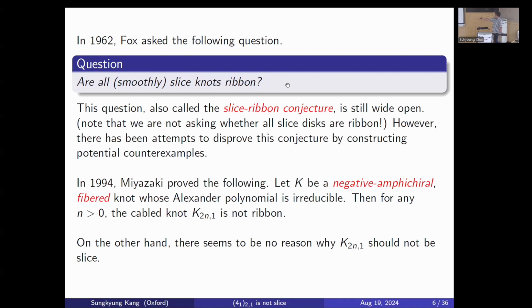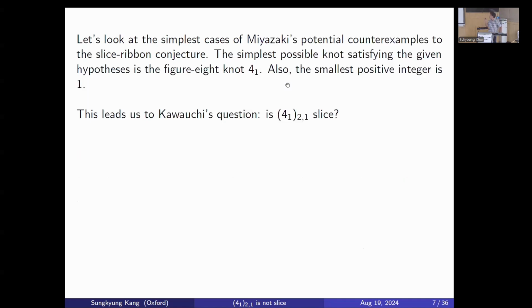Under these conditions, what he proved is that for any positive parameter n, if you take the (2n, 1) cable, so if you take the 2n parallel strands, the cabled knot is never going to be ribbon. But on the other hand, there seems to be no reason why this knot should not be slice. So if you can find one of these examples where you can explicitly construct a slice disk, then you're disproving the slice ribbon conjecture, because it's guaranteed to be not ribbon.